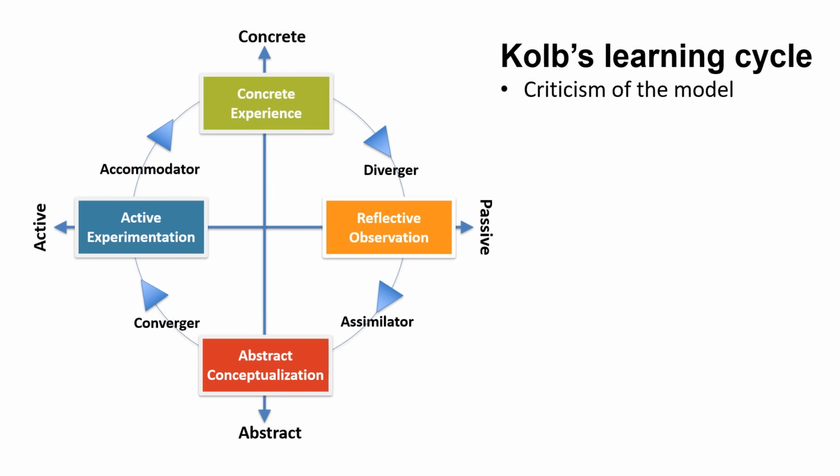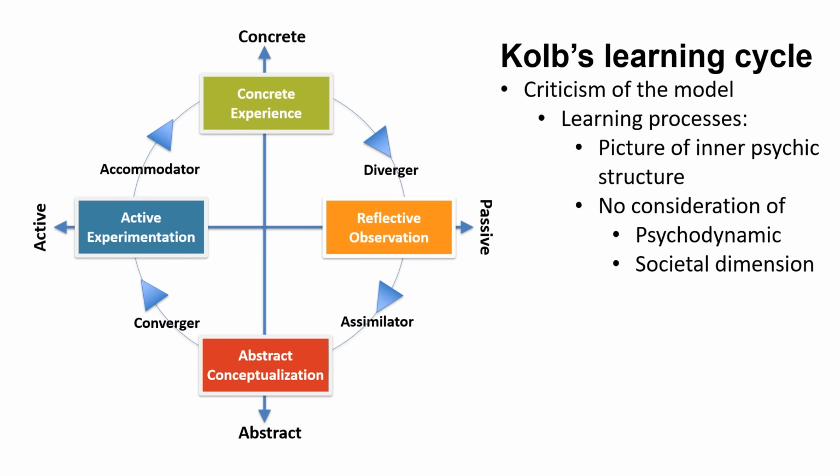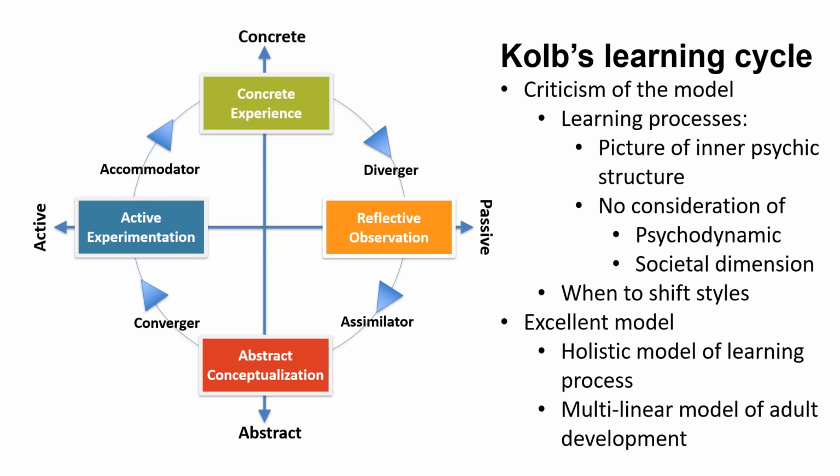Let us now consider a criticism of the model. Kolb's learning cycle is a picture of the inner psychic structure of the learning process. Kolb only works with the cognitive dimension of learning and does not consider the psychodynamic and societal dimension. There is no hint about when to shift between the different learning styles and the difficulties in shifting. The model is excellent. It provides a holistic model of the learning process and is a multilinear model of adult development, both of which are consistent with what we know about how we naturally learn, grow, and develop.